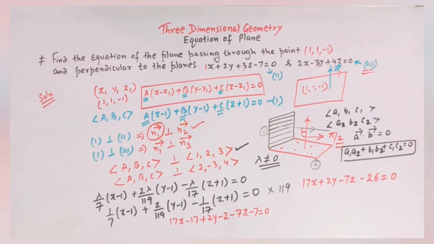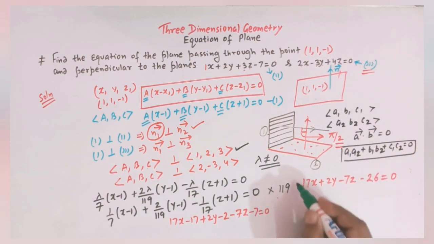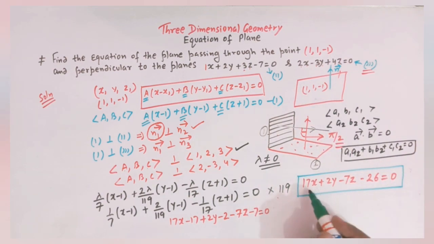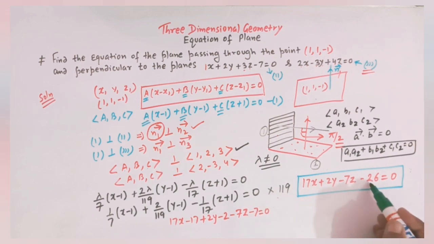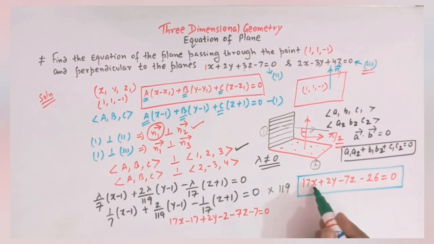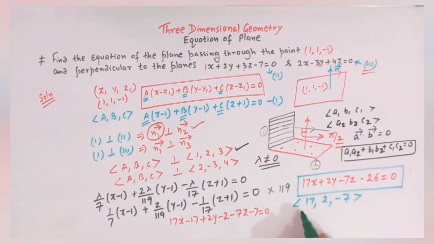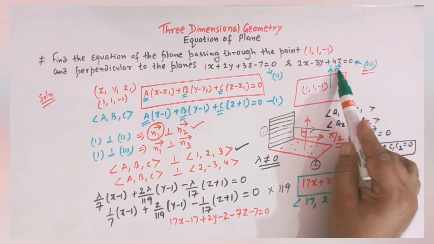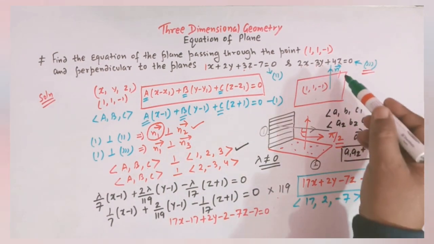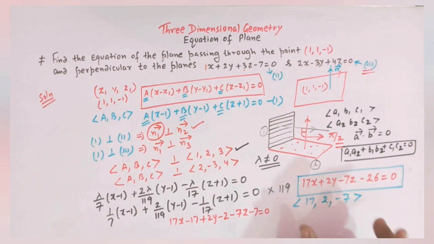So viewers, the equation of this plane is given by this equation, right? So this is 17x plus 2y minus 7z minus 26 is equal to 0, and moreover here the coefficients of x, y and z are 17, 2 and minus 7, right? So these are the direction ratios of this normal vector n, or we can call it n1. So the direction ratios of the normal to this plane are given by 17, 2 and minus 7, right?